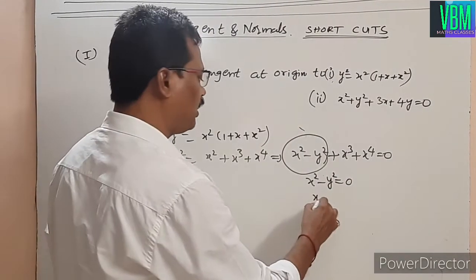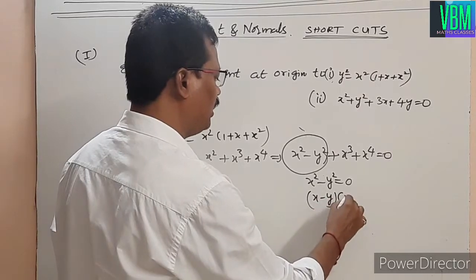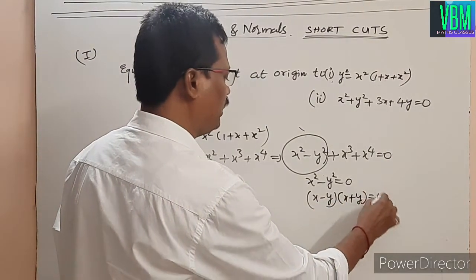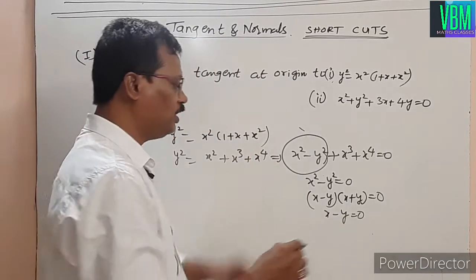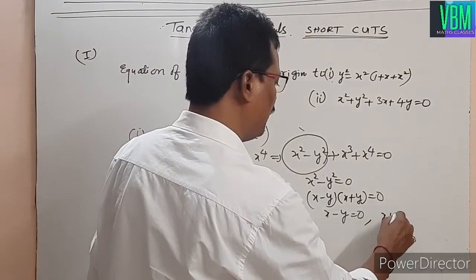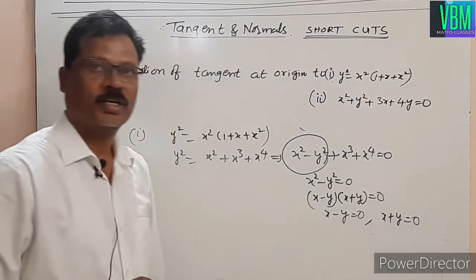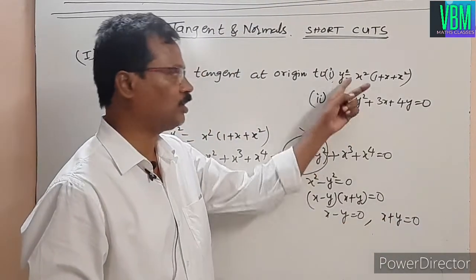So how many factors are there? Two factors are there. Therefore these are the two tangents. Therefore x minus y is equal to 0 is one tangent at the origin, and another tangent is x plus y is equal to 0. Now these are the two tangents for this curve.